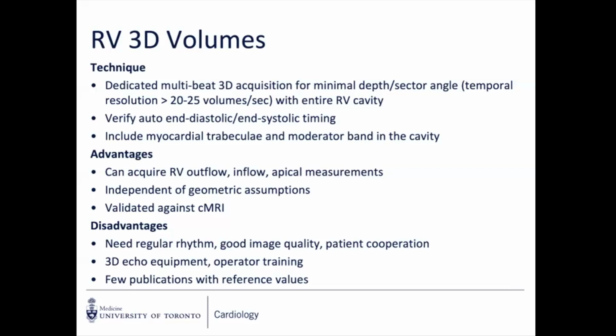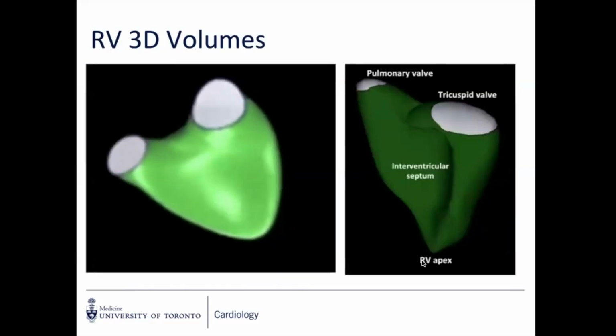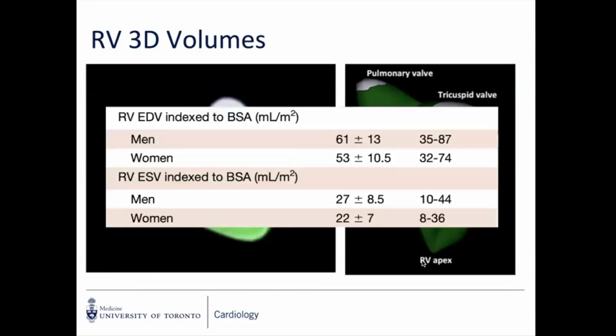And this has been validated against cardiac MRI. You need a regular rhythm for this, good image quality, obviously, and operator training. There aren't many publications with reference values, and so it's still in its beginning stages. But essentially, you're able to produce this 3D image that then provides you with your end diastolic and systolic volumes, which can be used to compute your 3D RVEF. In terms of your EDV, for men, the upper limit of normal is 87. For women, it's 74. For the systolic volumes, indexed to body surface area, it's 44 for the men and 36 for women.